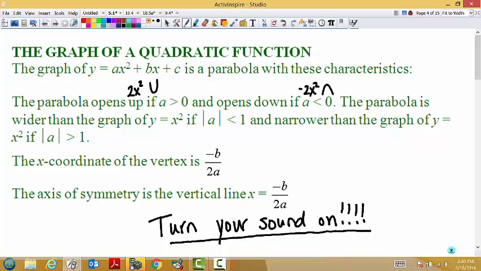Okay, that was the vertex song. I did that because some people listen to me with no sound, which makes me angry.